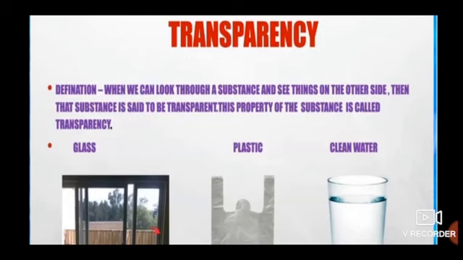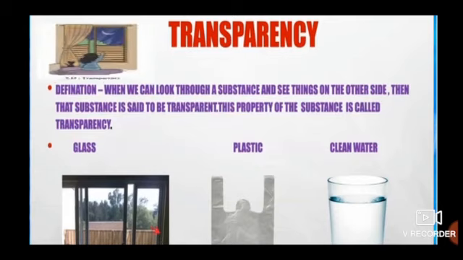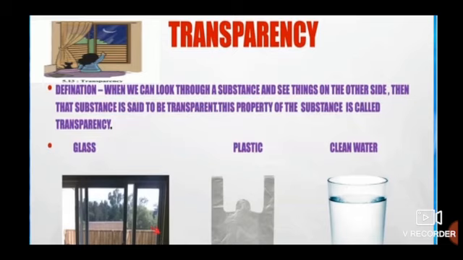Transparency. When we can look through a substance and see things on the other side, then that substance is said to be transparent. This property of the substance is called transparency. Glass, some types of plastic, clean water and air are transparent substances.